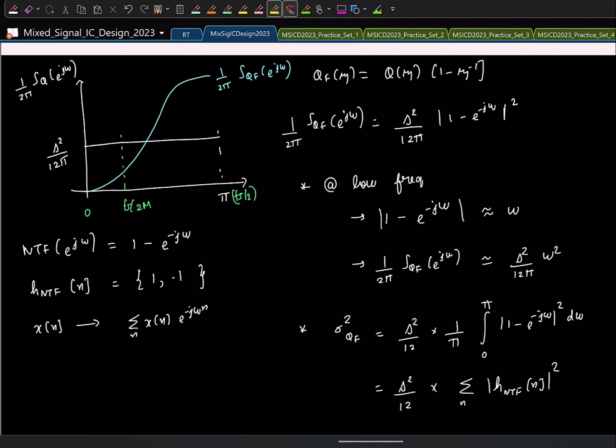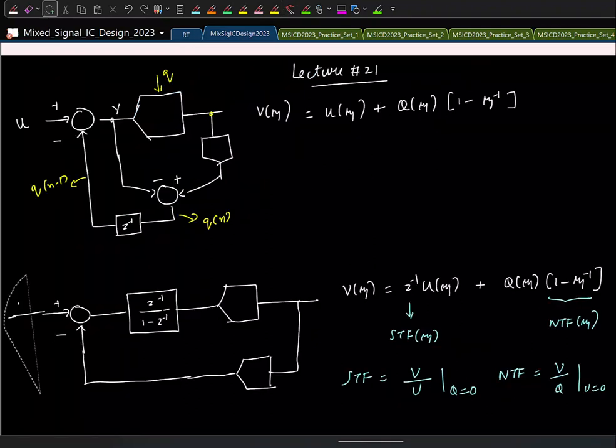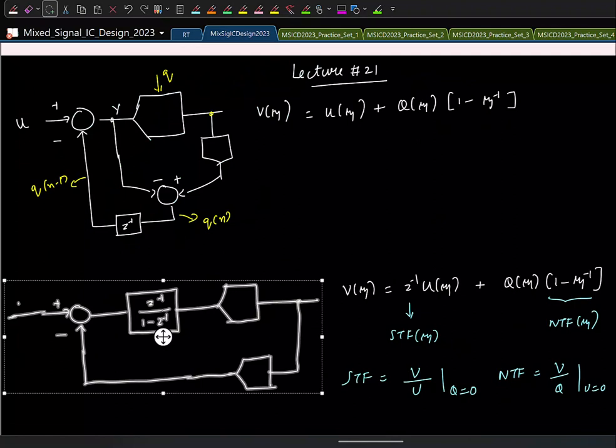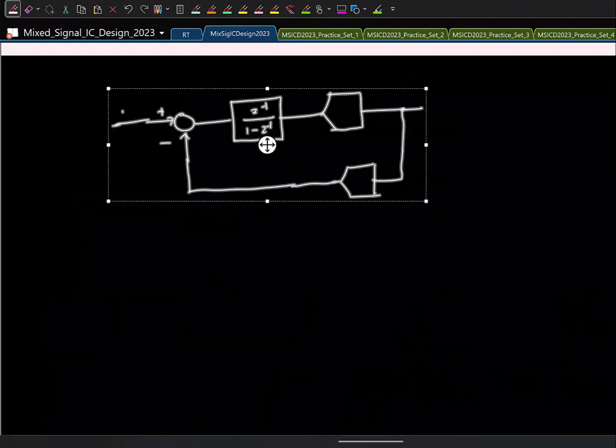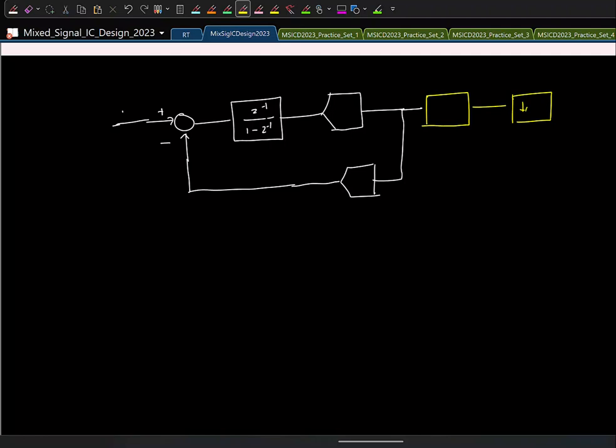And so within this signal bandwidth, the noise is very small. But outside this, I have a lot of noise. So what do we do? We have to have a low pass filter. So at this output, I'll have a digital low pass filter, and then finally I can reduce the sampling rate.